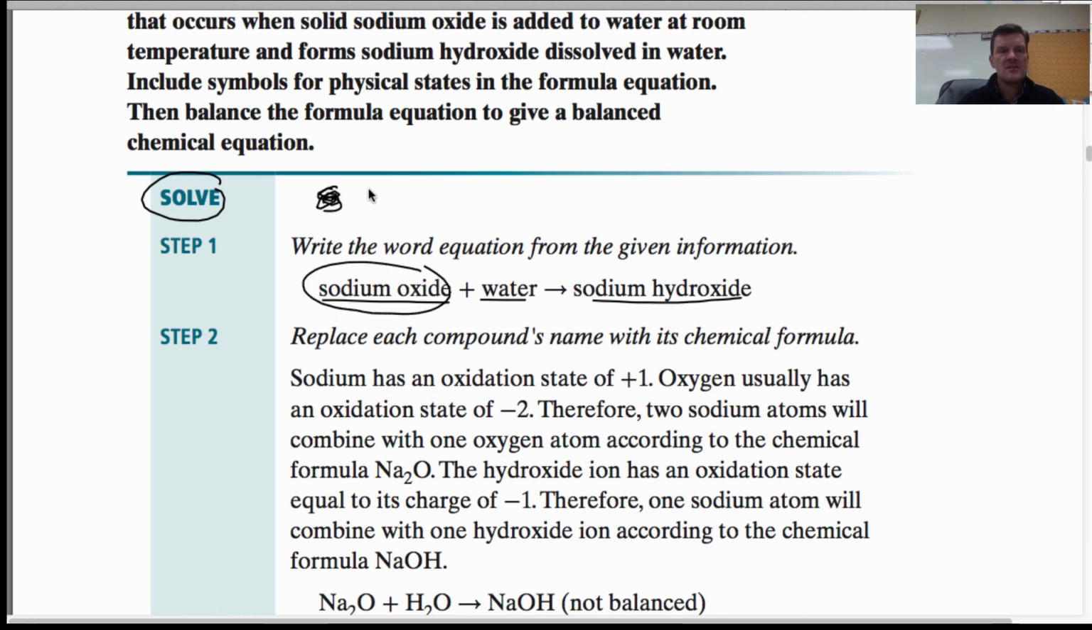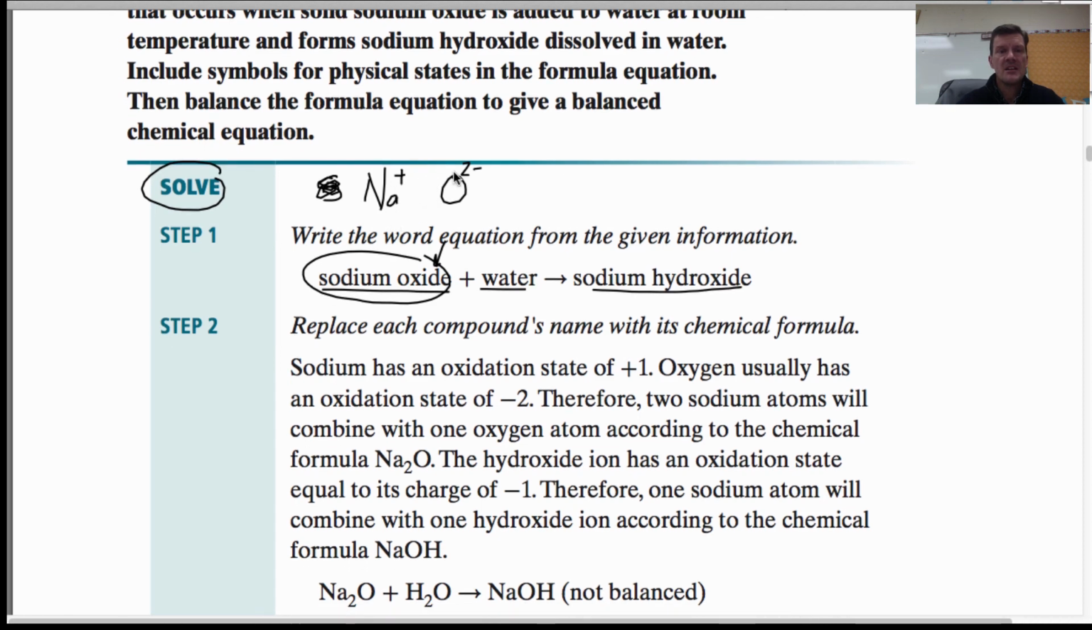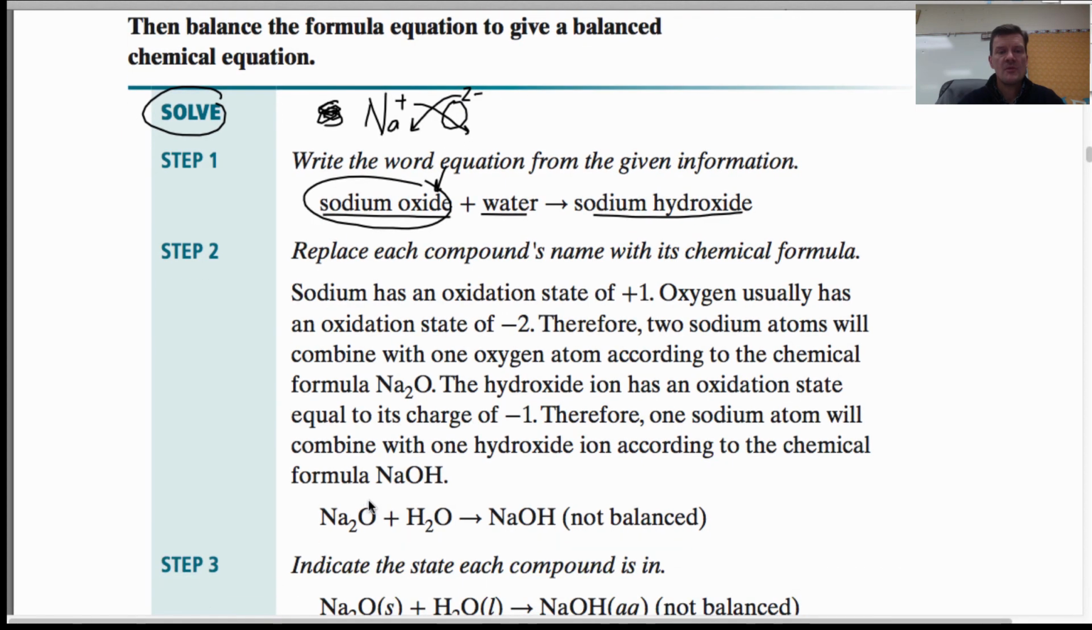Sodium is in group 1 and it forms a +1 ion. It is a metal. Find it on the periodic table. Oxygen, oxide, always forms a 2 negative. Metal and non-metal form an ionic compound. So sodium oxide, how many of each do I need? I need 2 sodium, 1 oxygen. So the formula for sodium oxide is Na2O. You have to write the correct formula first. Then we got water, that's H2O, you should know that.